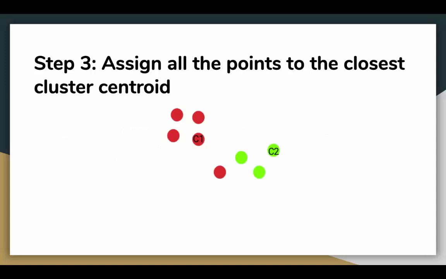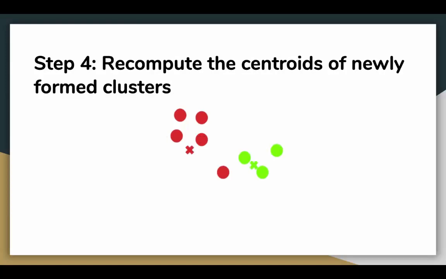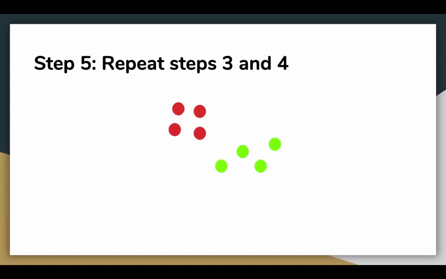Step 3. Once we have initialized the centroid, we assign each point to the closest cluster centroid. Here you can see that the points which are closer to the red point are assigned to the red cluster, whereas the points which are closer to the green point are assigned to the green cluster. Now, once we have assigned all of the points to either clusters, the next step is to compute the centroids of newly formed clusters. Here, the red and green crosses are the new centroids. Now, we repeat steps 3 and 4.